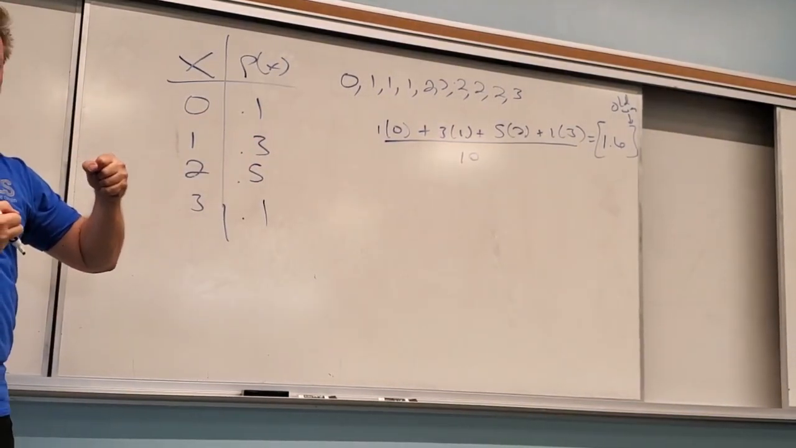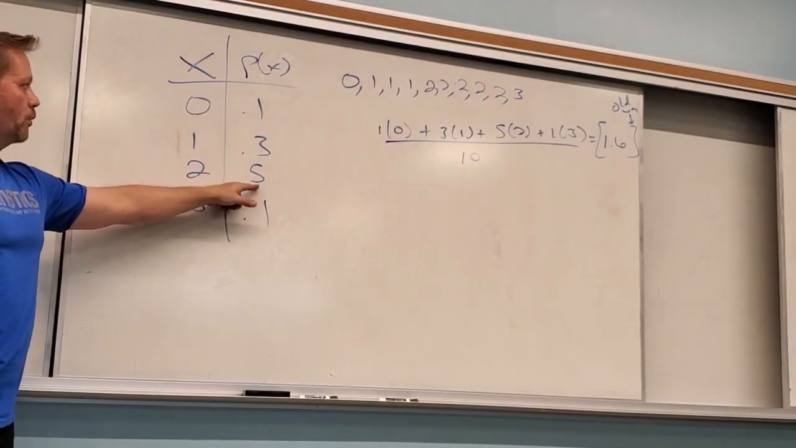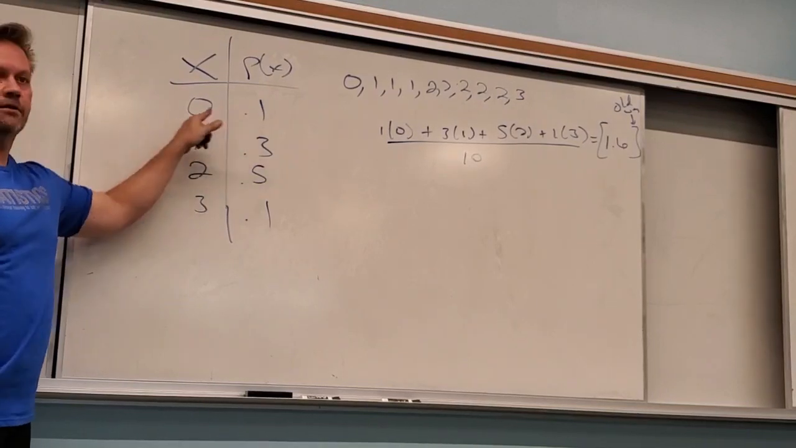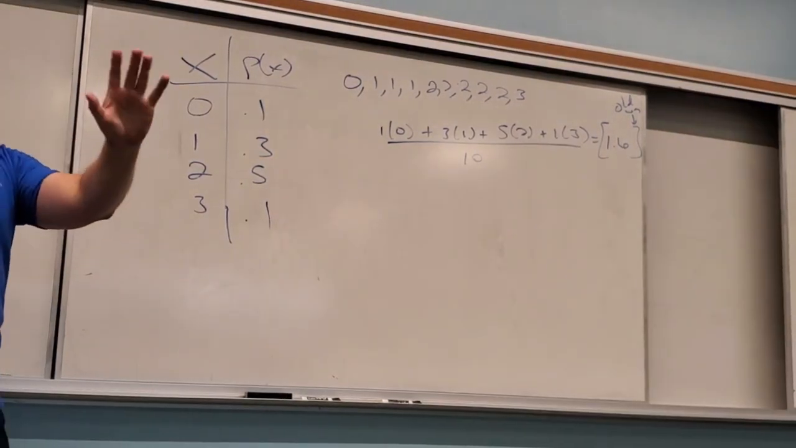Does that make any sense? Higher data values are going to make my average larger. Don't I have more 2s than I do 1s or 0s? So won't that lift the average up a little bit? Okay, that's all a side note.